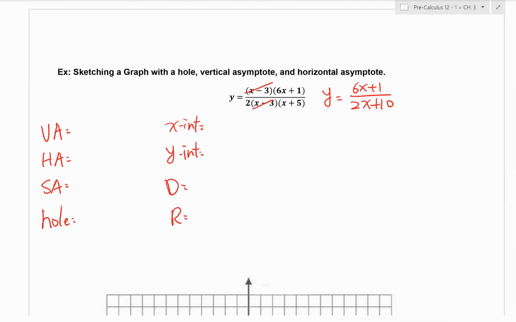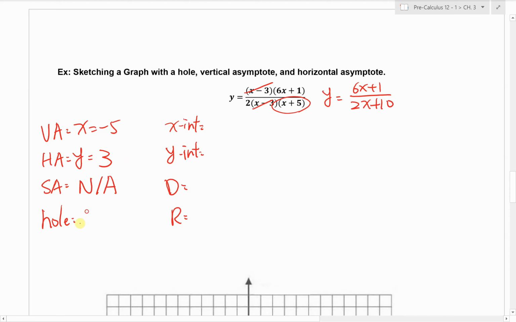Okay, vertical asymptote. So clearly we do have one, that is right here, x equals -5. Horizontal asymptote, just like the review question at the very beginning, we will have one, and this is going to be 6 over 2 because the degrees are the same. 6 divided by 2 is 3, so y equals 3. Slant asymptote, we're not going to have one.